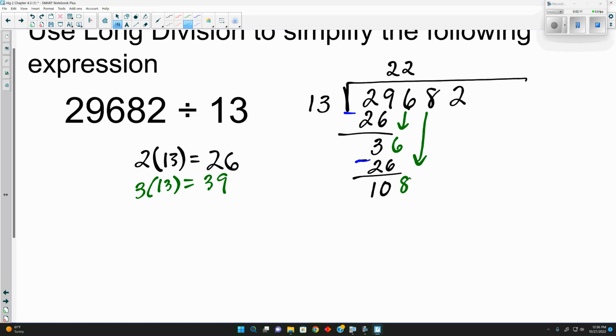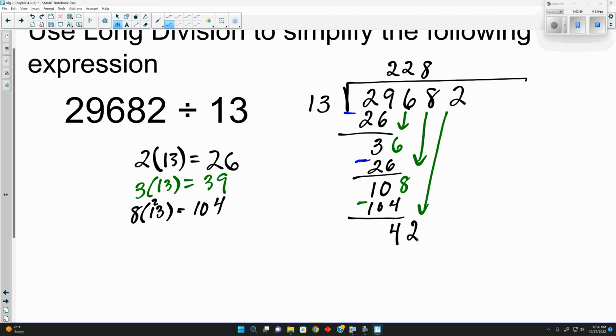Now we see what times 13 will get us close to 108. We can look at 8. 8 times 3 is 24, carry the 2. 8 times 1 is 8, plus 2 is 10, so we get 104. And again, we would subtract, which gives us 4. Then bring down the 2. Now we would have 3 times 13, which is 39, giving us 3. So essentially this process is going to be very similar to what we're doing for long division with some polynomials.